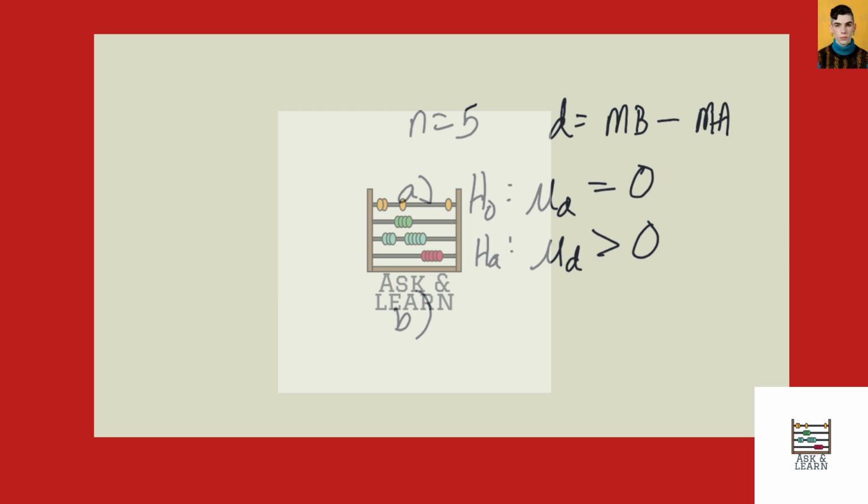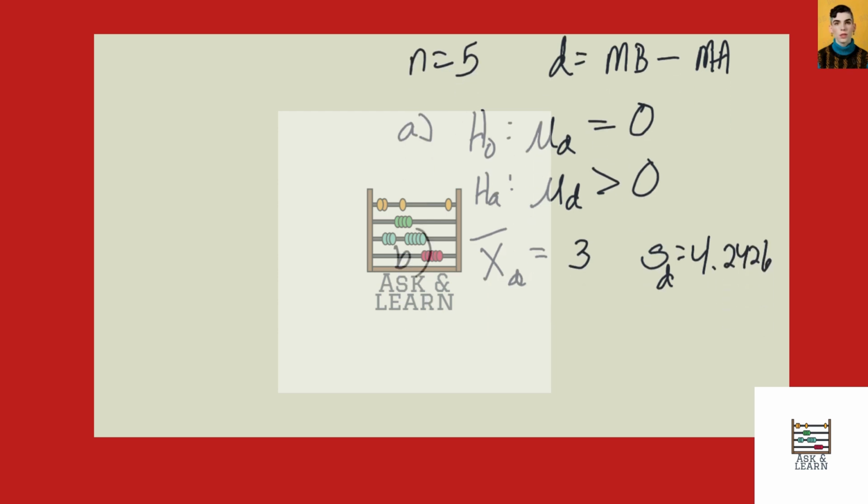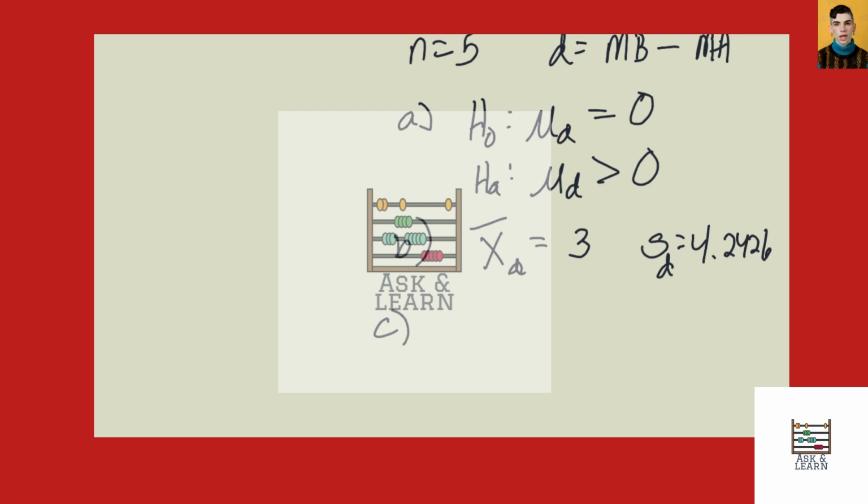Part B, we want to find the mean and standard deviation of the differences. So I have my data in my calculator, and I'm going to do a statistics stat calculate, and I'll give you that mean and that standard deviation of those 5 differences. I have that the mean of the differences is 3, and the standard deviation of those differences is 4.2426.